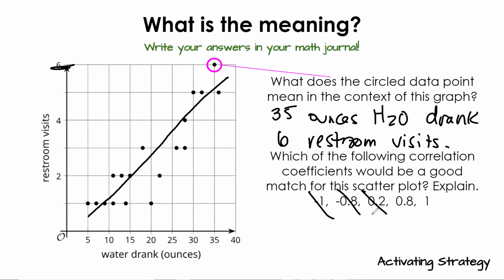0.2 would be really spread out. Is it on the line exactly? Do they create a linear line? No. So probably the best bet would be 0.8 because they're close to the line, but not quite exact. Does that make sense? Okay, on your mastery check tomorrow, you're going to be asked to draw a graph of a correlation coefficient of 0.8. So you would draw something like this.